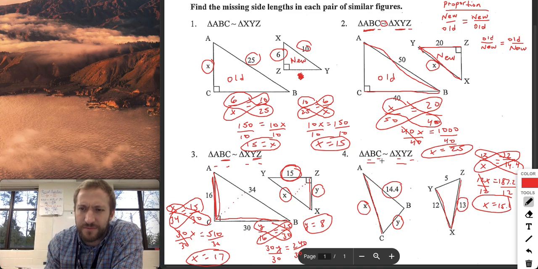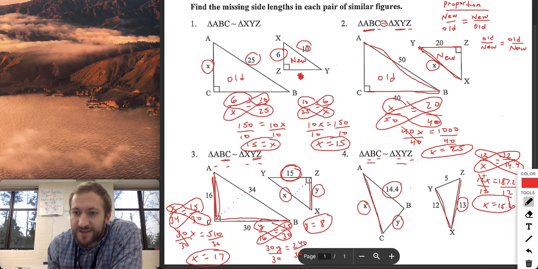Pen acts up sometimes. 15.6 is what that is. All right, let's look at y. So y, we don't know it. It corresponds to whatever is between b and c. B and c corresponds to y and z. Y and z is right here.